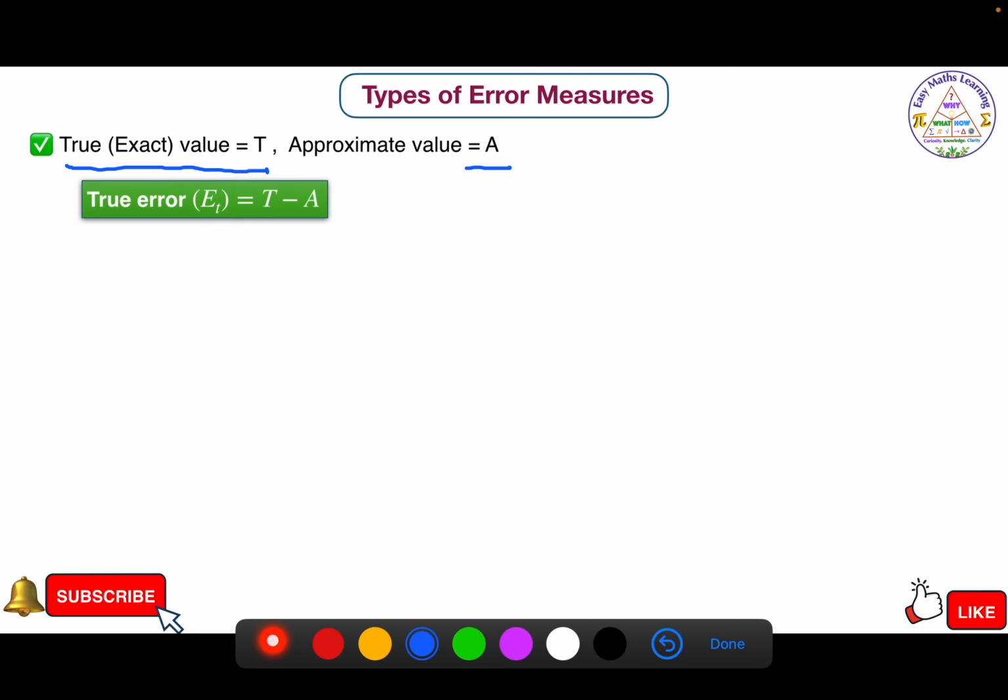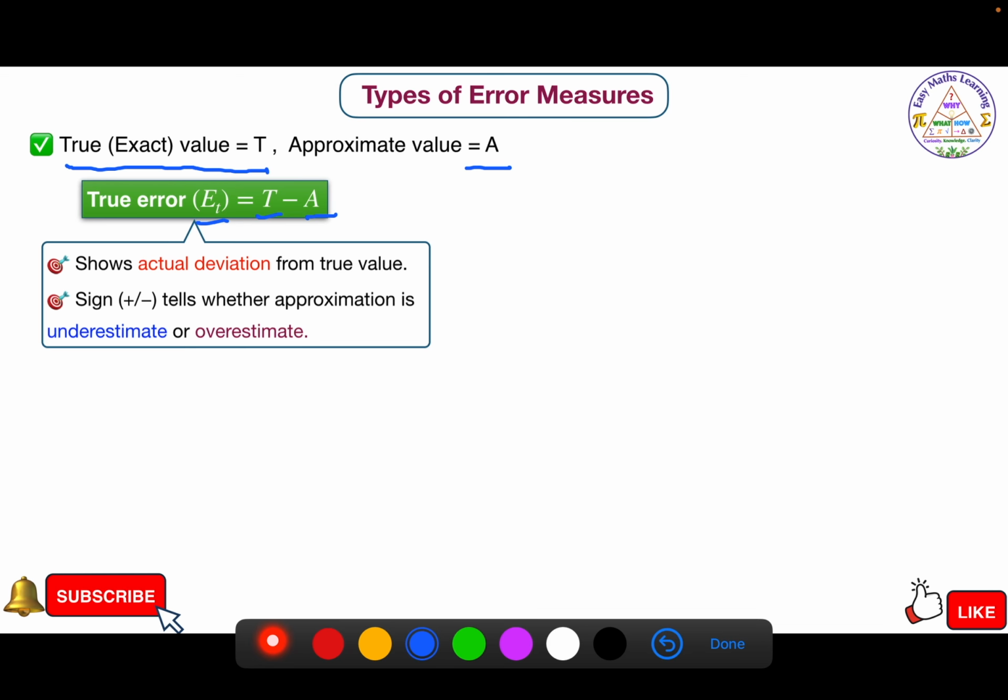So let us understand the types of error measures used in numerical methods. We define two values: the true or exact value, denoted by capital T, and the approximate value, denoted by capital A. First is true error. True error is denoted by ET and it is defined as true value minus approximate value.